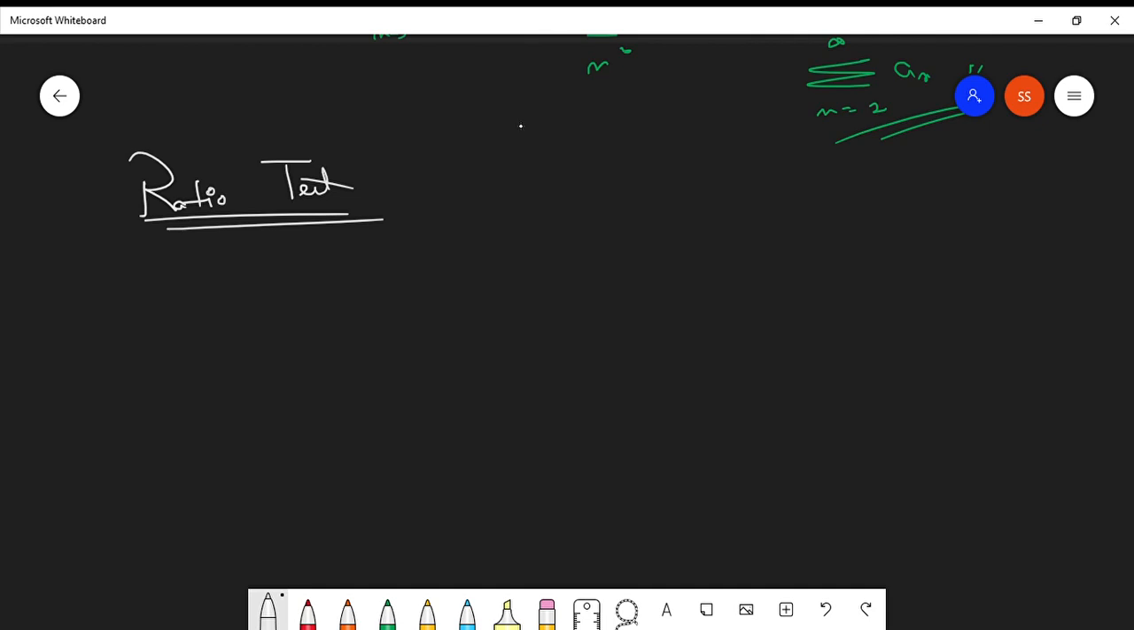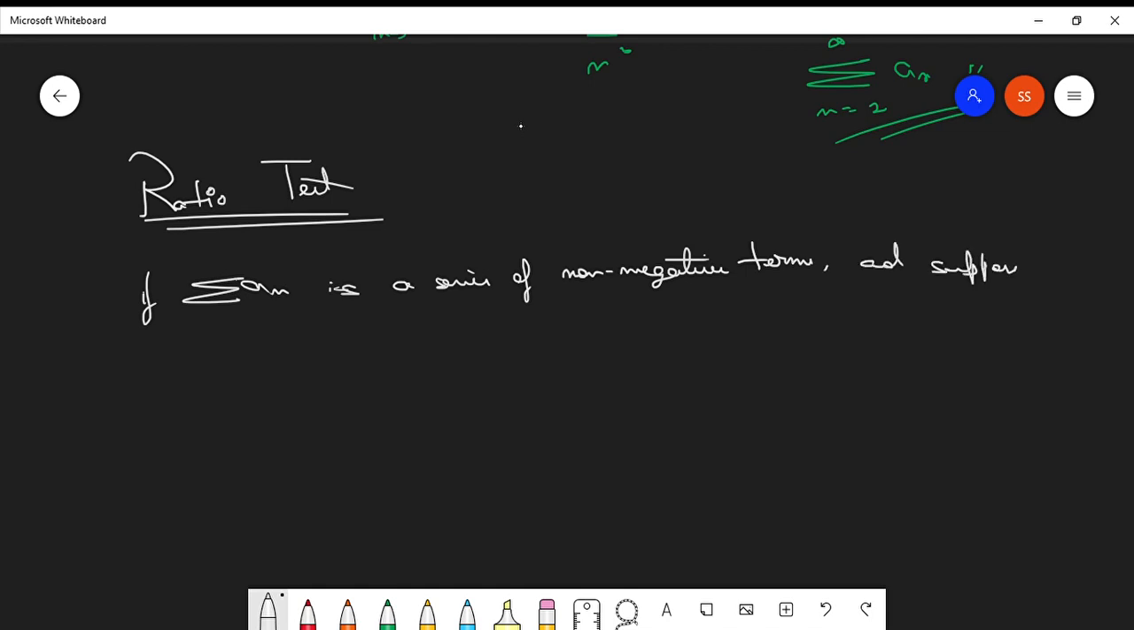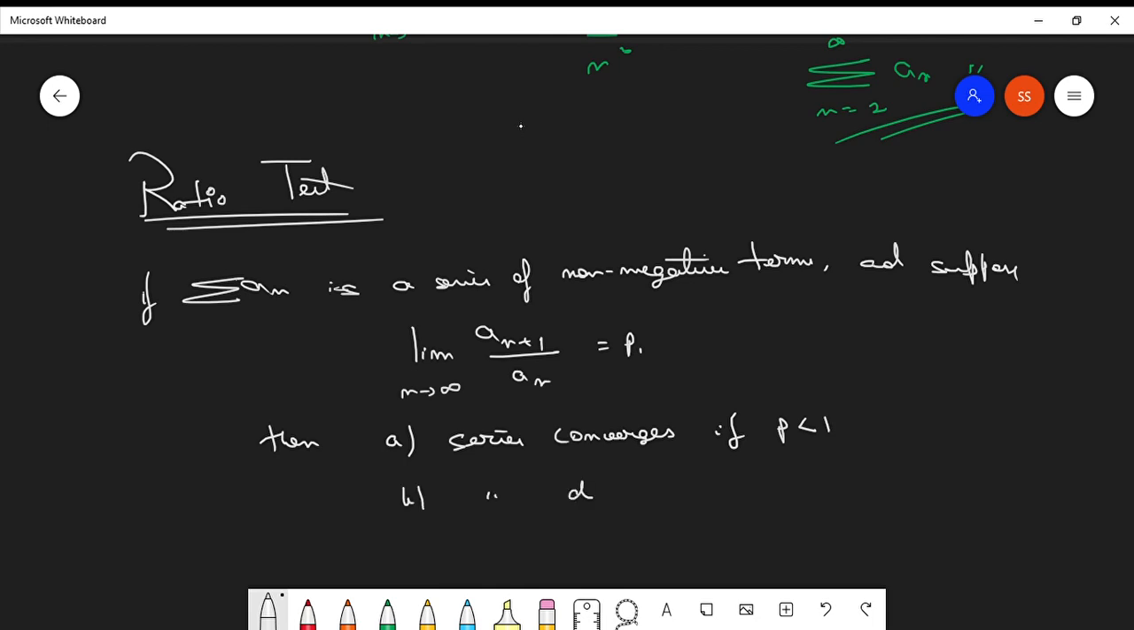The ratio test says that if this is a series of non-negative terms, and suppose limit n tends to infinity a_(n+1) over a_n is equal to some number p, then point A: the series converges if p is less than 1; point B: the series diverges if p is greater than 1 or p is infinite.